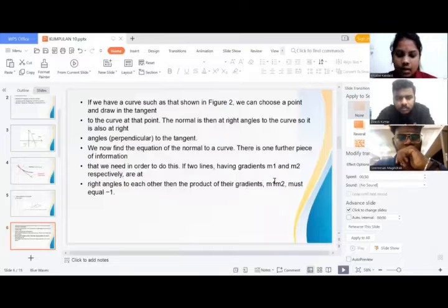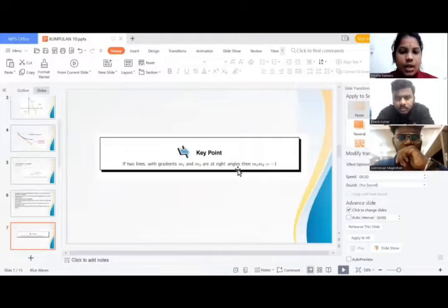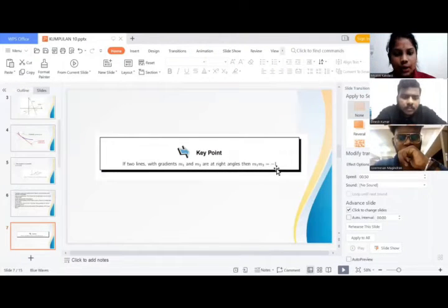This is the key point for gradient. If two lines with gradients M1 and M2 are at right angles, then M1 times M2 equals -1. This is the main key point for the gradient.